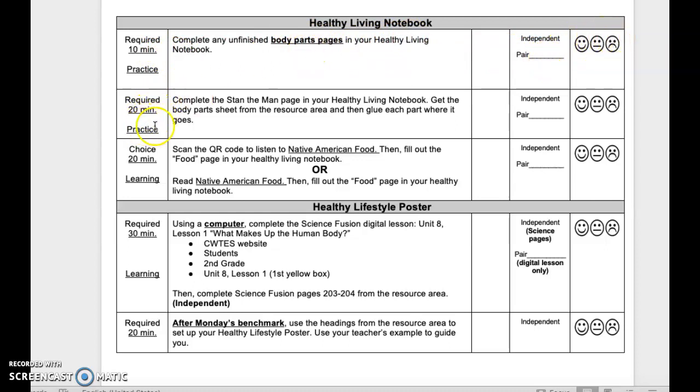Required 20-minute practice. Complete the Stand the Man page in your Healthy Living Notebook. Get the body parts sheet from the resource area and then glue each part where it goes. This is independent or pair. Reflect when done.